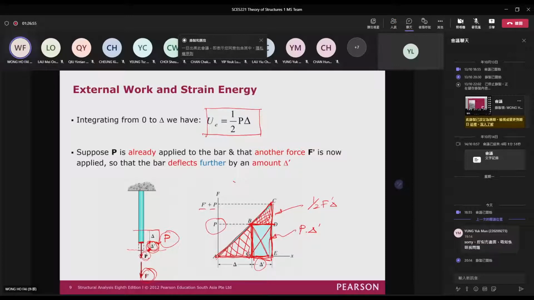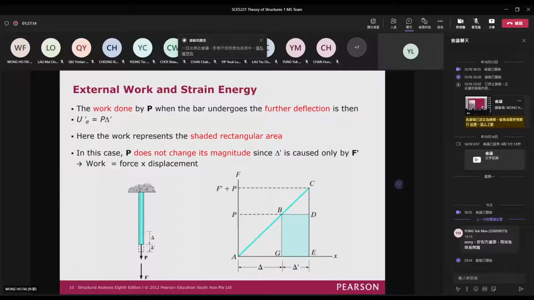For the first triangle, it is the first work done by the force P. So you can see that the big triangle is composed of 3 parts: 2 small triangles and 1 rectangle. This explains our total work done, which is composed of 2 small triangles and 1 rectangle.